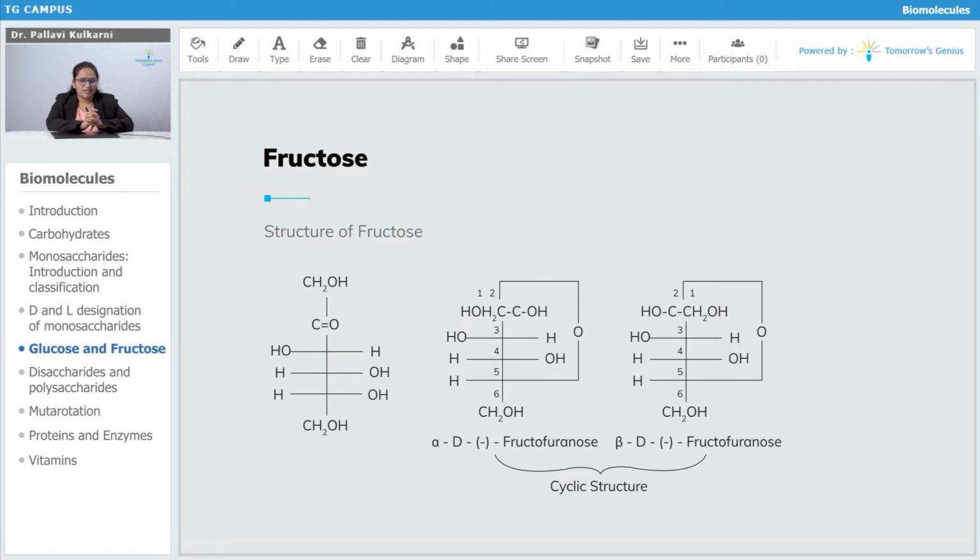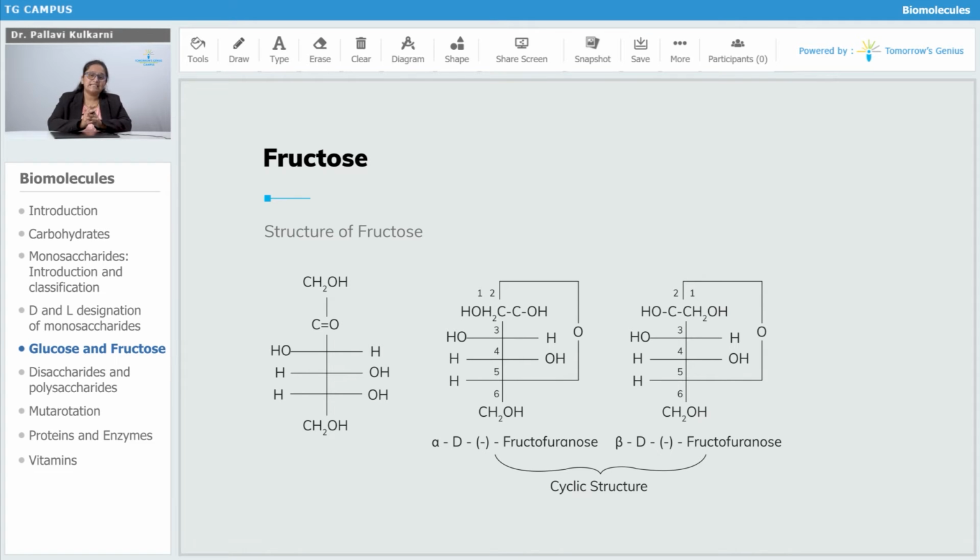Similar to glucose, fructose can also exist in 2 forms, open structure as well as cyclic structure. But the difference is, in case of fructose, the cyclic ring is a 5-membered ring. It forms a 5-member ring. Let us study the structure of fructose in detail.